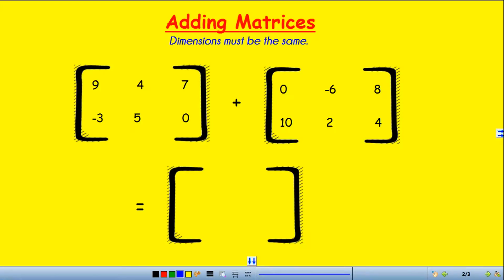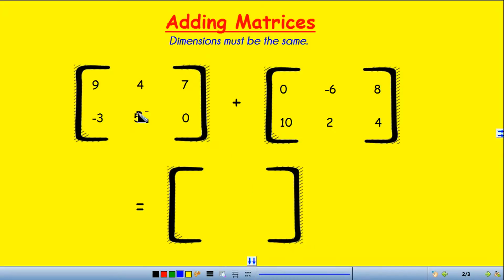Today's lesson is on adding matrices. Whenever you're adding matrices, you have to be sure that the dimensions are the same. If the dimensions are not the same, you cannot add the matrices. In order to find the dimensions, we look at the number of rows compared to the number of columns.